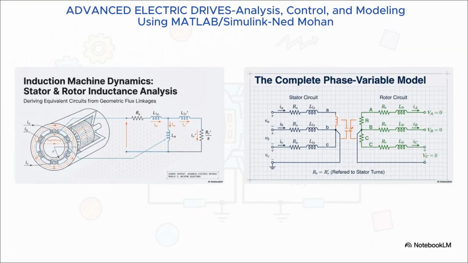And this right here is the core challenge for any controls engineer. How do you translate a physical object, this hunk of metal and wires on the left, into a predictable, useful mathematical model, like the circuit you see on the right? In this explainer, we are going to build that exact bridge.